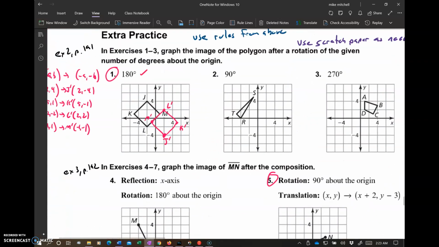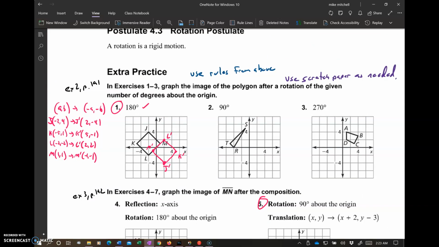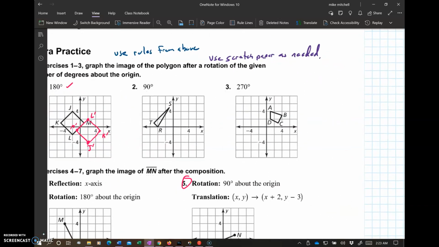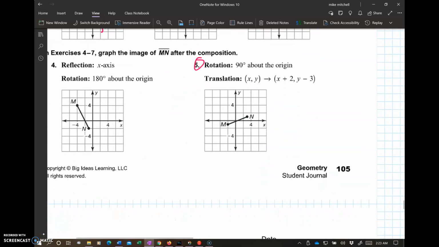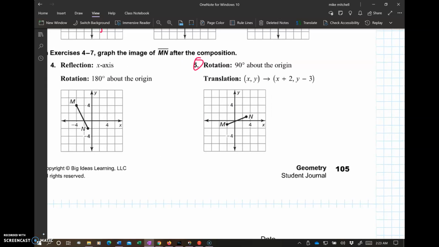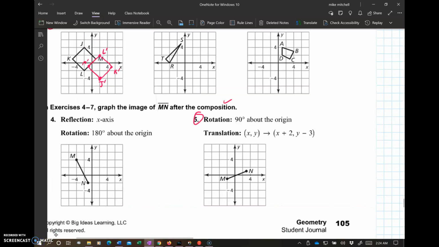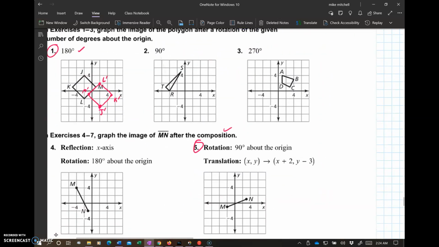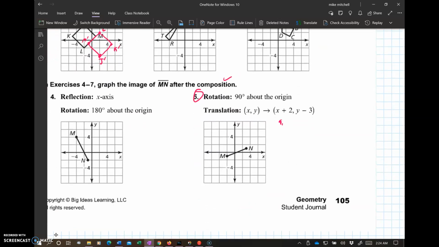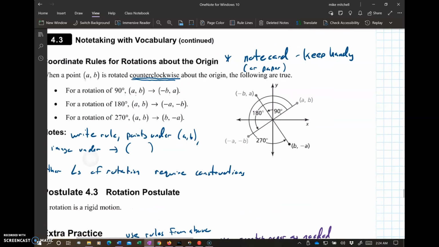The next few, and you're going to probably need some scratch paper for these. You can see I used a lot of room on that. Not a lot of room for these. You probably got enough room for number 3 on the side, not for number 2. Number 5. 90 degrees about the origin. We're doing a composition here. 90 degrees about the origin, we do that first, and then xy into x plus 2, x minus 3. Okay, so 90 degrees AB to the opposite of B comma A. So that's our first move. We're going to have AB into, what was it? B, the opposite of B, and then A.